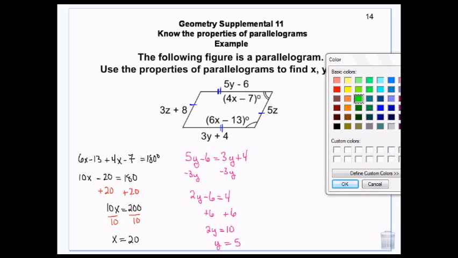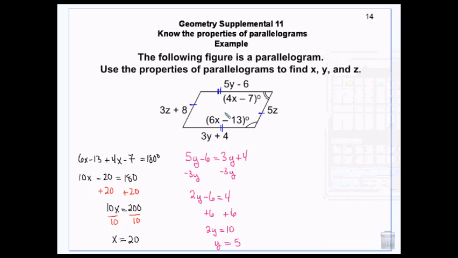So this consecutive is equal to 180? Mm-hmm. And the opposite sides are equal to each other. Congruent is equal to each other, yes.